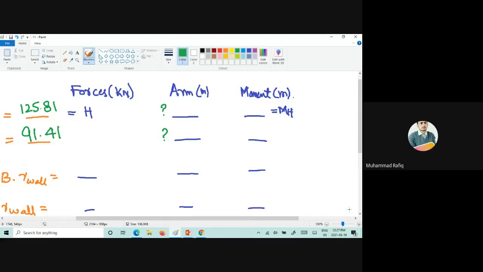Sir, for horizontal it will be 2. Okay, and for the vertical one, this would be 2.4. Okay, now give me the moments as well. 251.6. Okay.